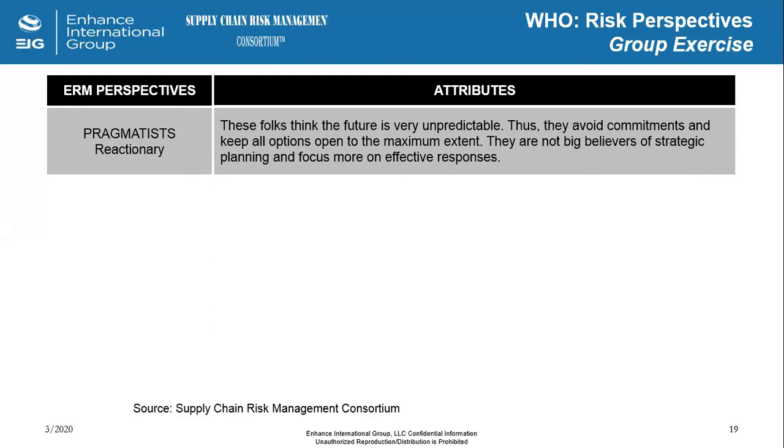First and foremost is something we call pragmatists. These folks think the future is very unpredictable, which it is. Thus, they avoid commitments and keep all options open to the maximum extent. They're not big believers of strategic planning. They focus more on effective response and flexibility.